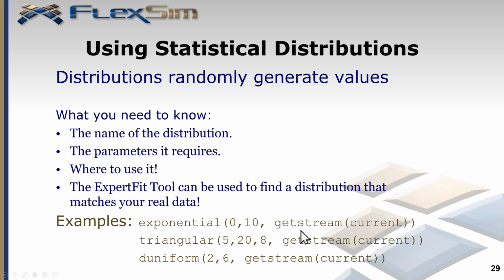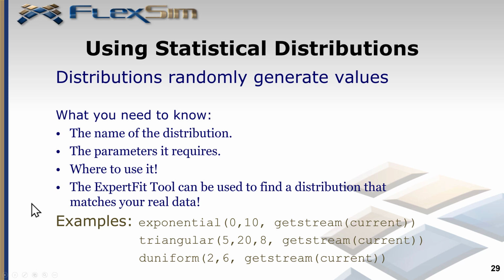Now, as far as which distribution should be assigned to which variable in your model, we provide a tool called Expert Fit that can be used to find a distribution that matches your real data. Feed it real data and it crunches on it, does some curve fitting algorithms, and spits back the different distributions that it found that could possibly match your data, and then you choose one of them and use it in the software to model the variable of process time or whatever the data is associated with.